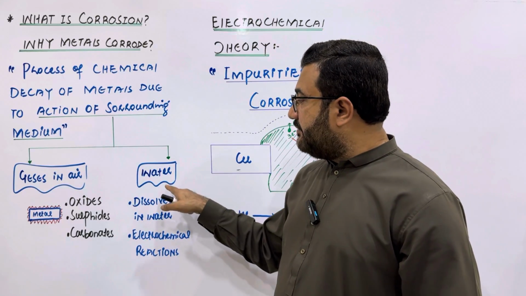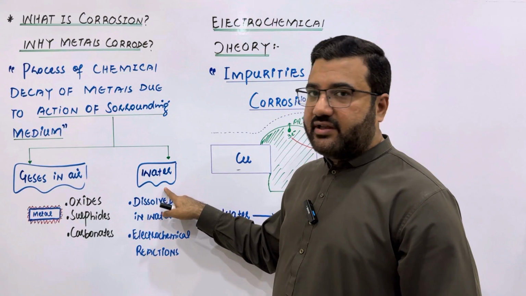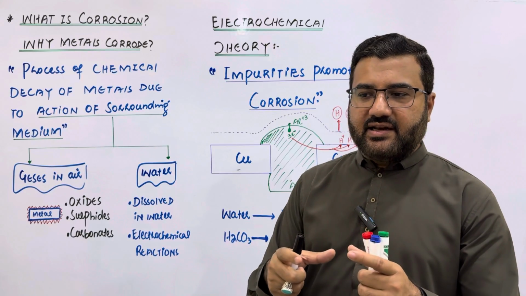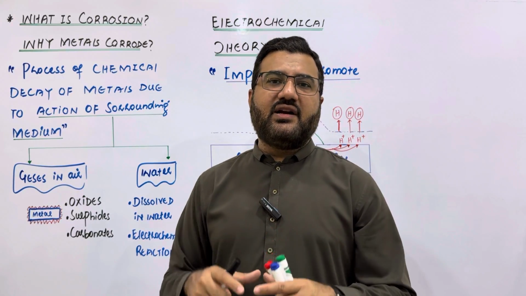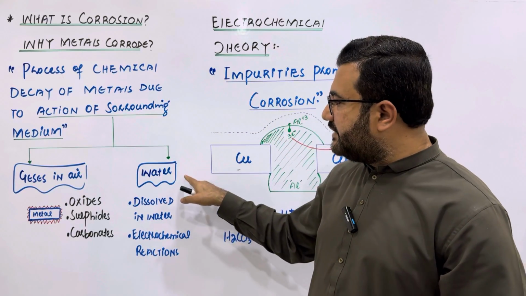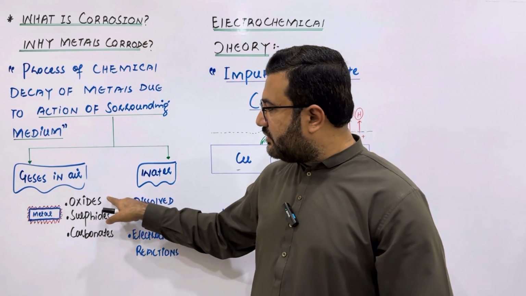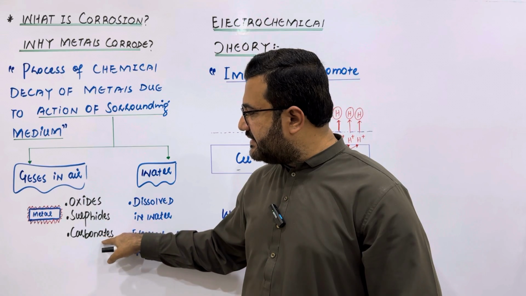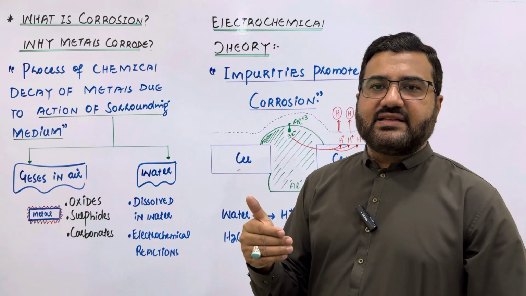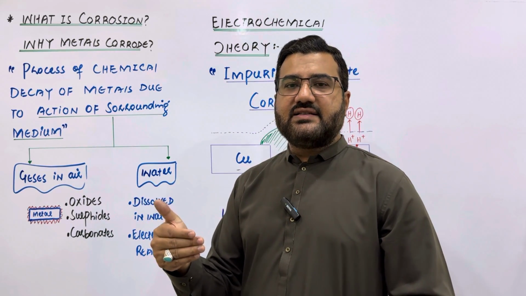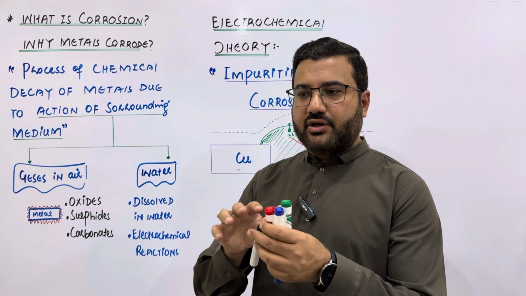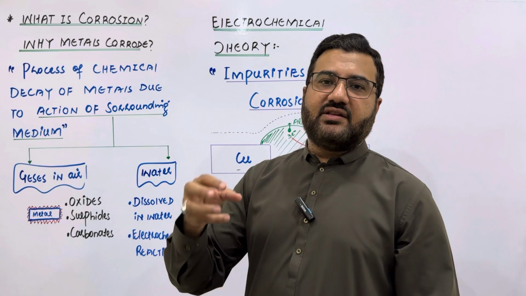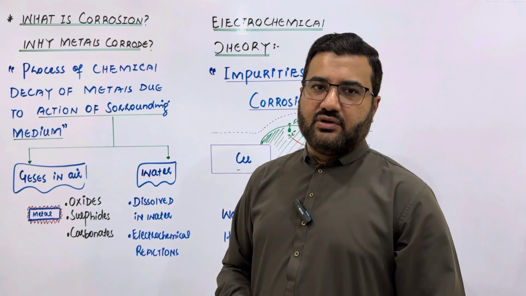But if a metal is in contact with water, or it is present in an environment full of humidity and moisture, then my dear students, that water or moisture in the air dissolves these oxides, sulfides and carbonates. When the layers of oxides, sulfides and carbonates get dissolved in water, then not only the surface of the metal but the core of the metal is also corroded.